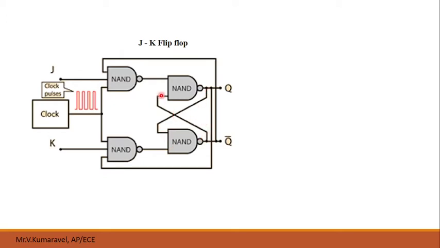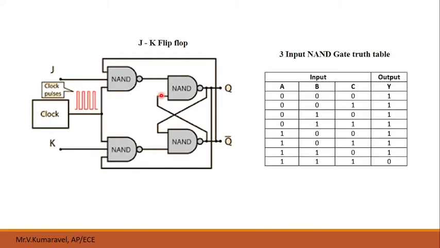Now let us see. In case of a NAND gate, we know very well that if any one of your inputs is 0, your output will be 1. If all your inputs are 1, your output will be 0. This is what we need to remember. Whether it is a 3-input NAND gate or a 2-input NAND gate, if any one of your inputs is 0, your output is 1. If all your inputs are 1, your output will be 0.